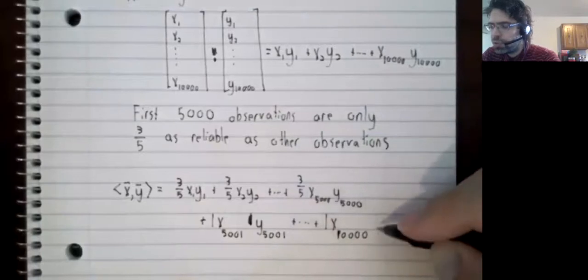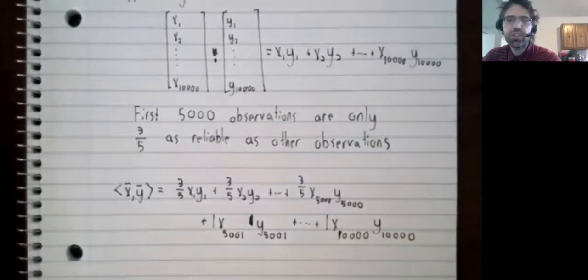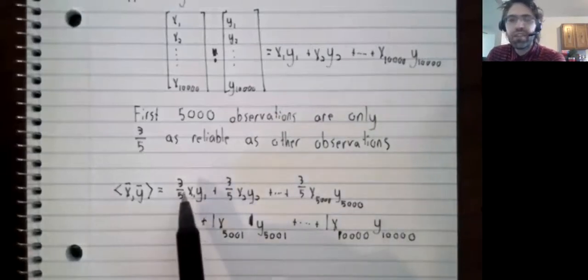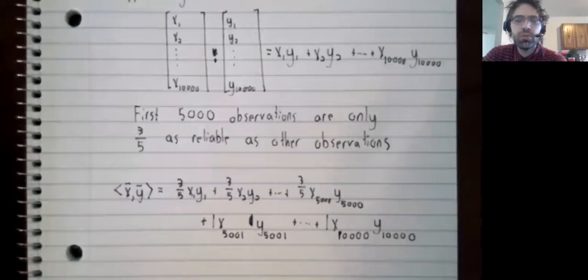And obviously you can modify this example to fit your needs. Maybe the first 1,000 observations are even worse. Maybe they're only 1/5 as reliable. So you have 1/5, then you have 3/5, then you have 1s. And in this way, you get to control how much each observation matters.